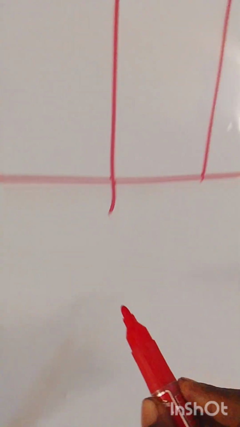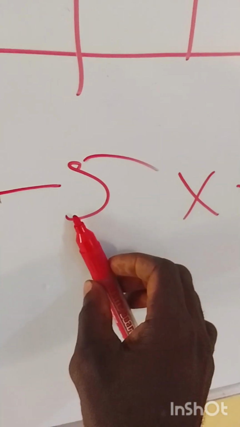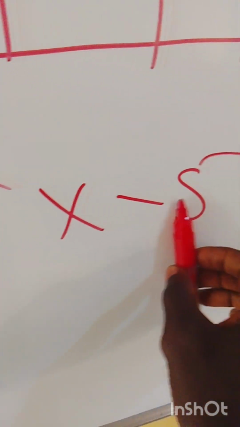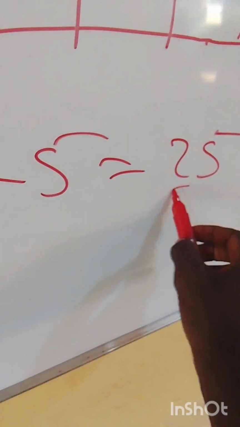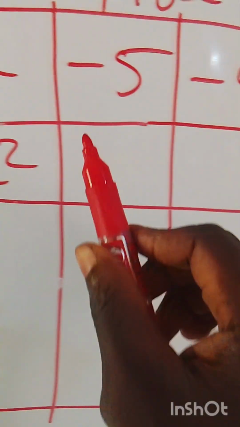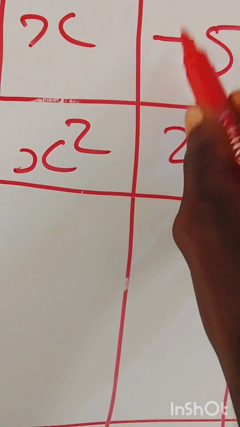That is, -5 times -5 equals 25. You are squaring the number. That is, you are multiplying the number by itself. So when you multiply -5 by -5, you get 25 here. This is how we go. We do that to fill up all these columns that are here. So the square of -5, like I've said, is 25.